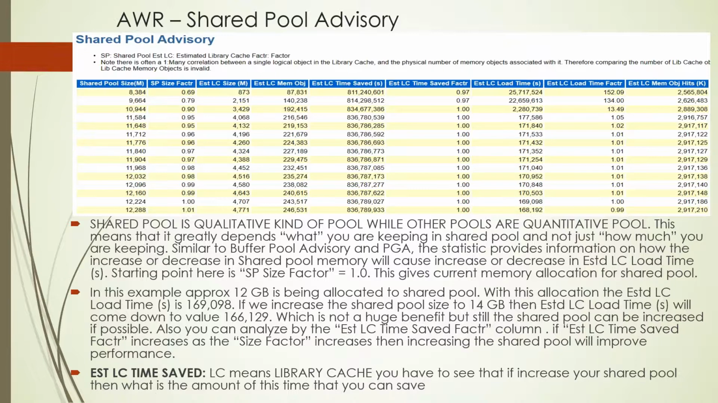Right, so similar to the buffer pool advisory and PGA, here it is the size factor that you are looking at. So in this example, we already have 12 GB allocated to the shared pool. With this allocation, the estimated LC load time is 169098. So you can see, even if we increase this, we are getting only a slight benefit. There is not that much higher impact, right? So there is no point in increasing the shared pool size. Estimated LC time saved is the factor you should actually check. Even after increasing, you are not saving so much time.